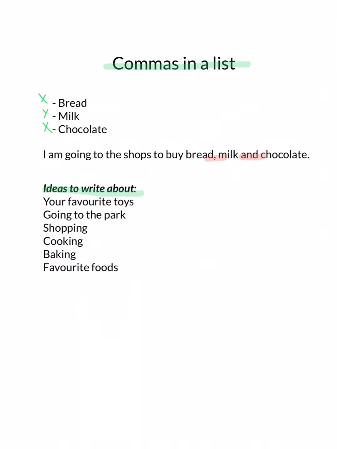You can write about your favorite toys and put them in a list, going to the park, shopping, cooking, baking, or your favorite foods. Now, these are just some examples that you can use. You can also come up with your own.